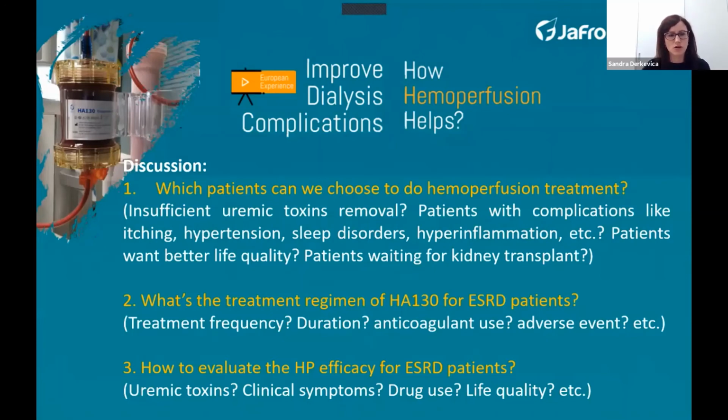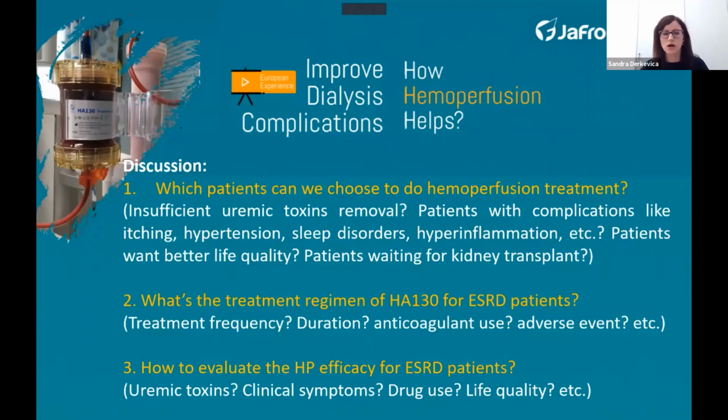What about anticoagulant use? As I mentioned in my presentation, our first experience was with extra 2,500 units of heparin, but now we use the patient's routine anticoagulation without any clotting or bleeding. And we also didn't notice any other adverse effects.